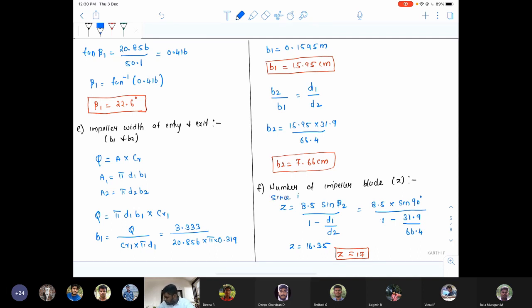Since it's a radial impeller, beta 2 is equal to 90 degree. Okay, this is how you can find the value of Z, and the value of Z is equal to 17.